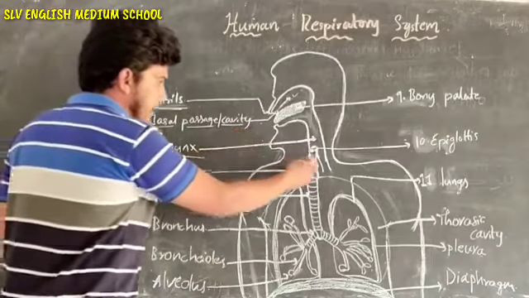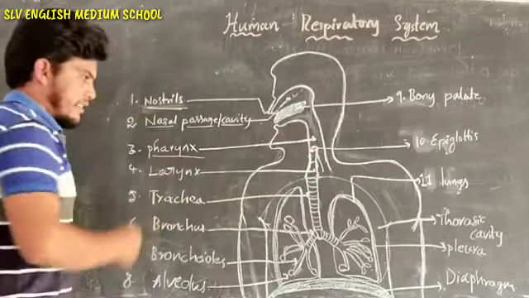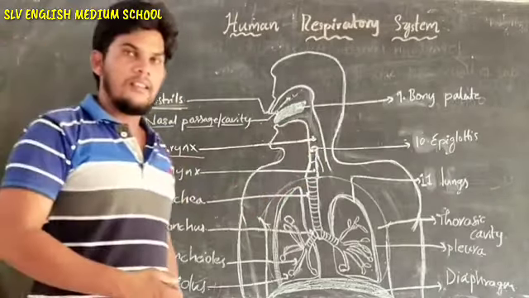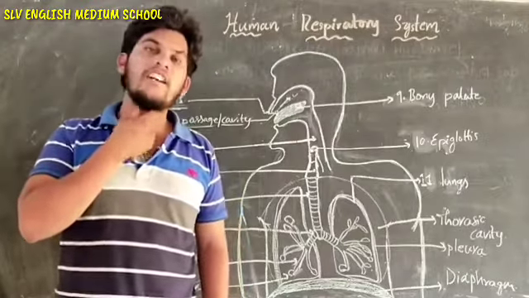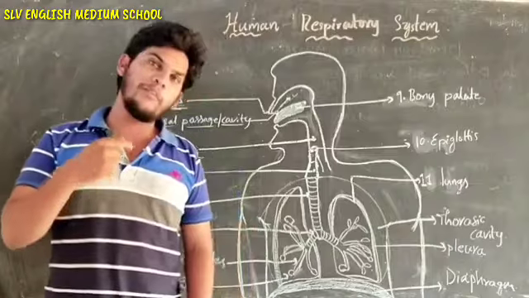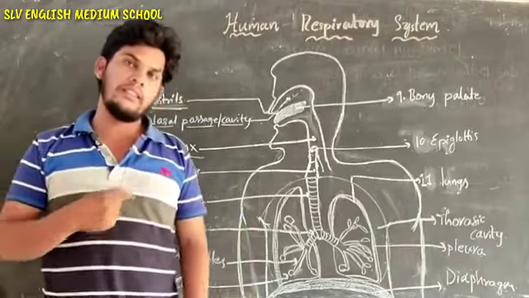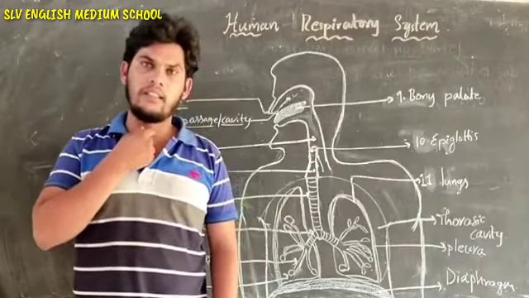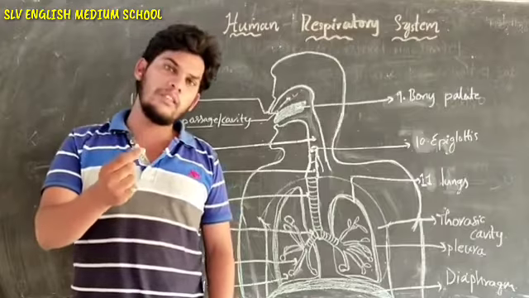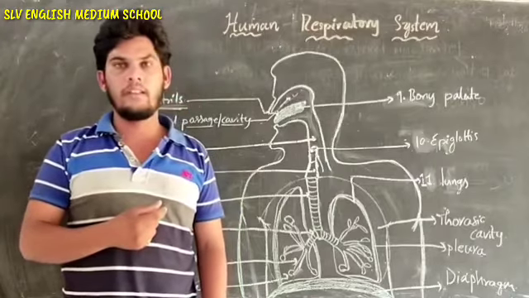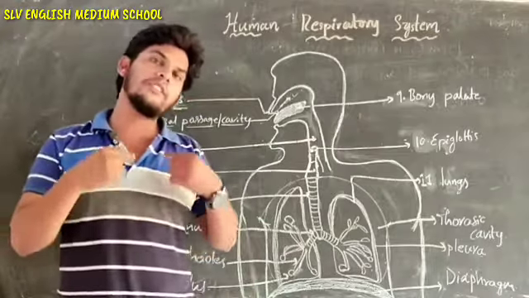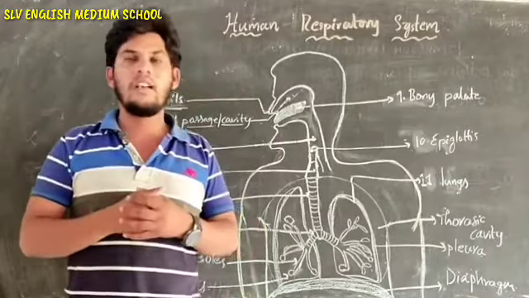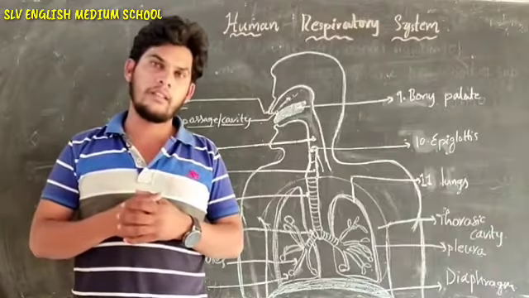Then the pharynx opens into the larynx. This part is called the larynx. It is also called the sound box because sound is produced from there. There are 9 cartilages. These 9 cartilages, when they vibrate, produce sound from the larynx, or sound box.